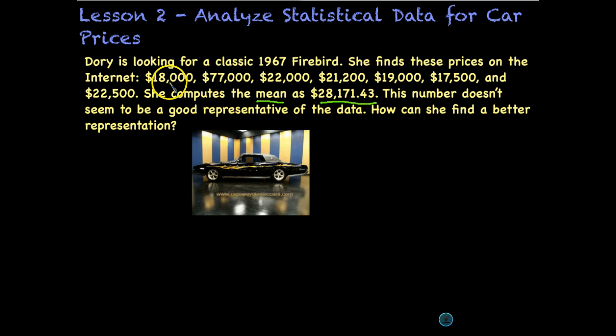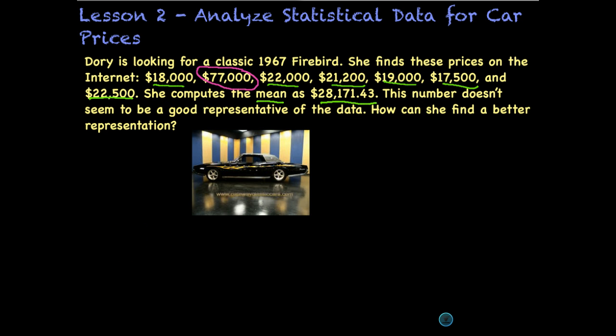Well, if you're looking at the data, 18,000 is considerably lower than that. 77,000 is quite bigger. 22 is considerably lower, as is 21 and 19 and 17 and 22. So if you'll notice, most of the data is around this number, 18, 21. We've got all this data in this range. But for some reason, our mean is very, very high. Why is that? Well, hopefully you've recognized that the 77,000 is a very unique number. It doesn't look like any of the other numbers.